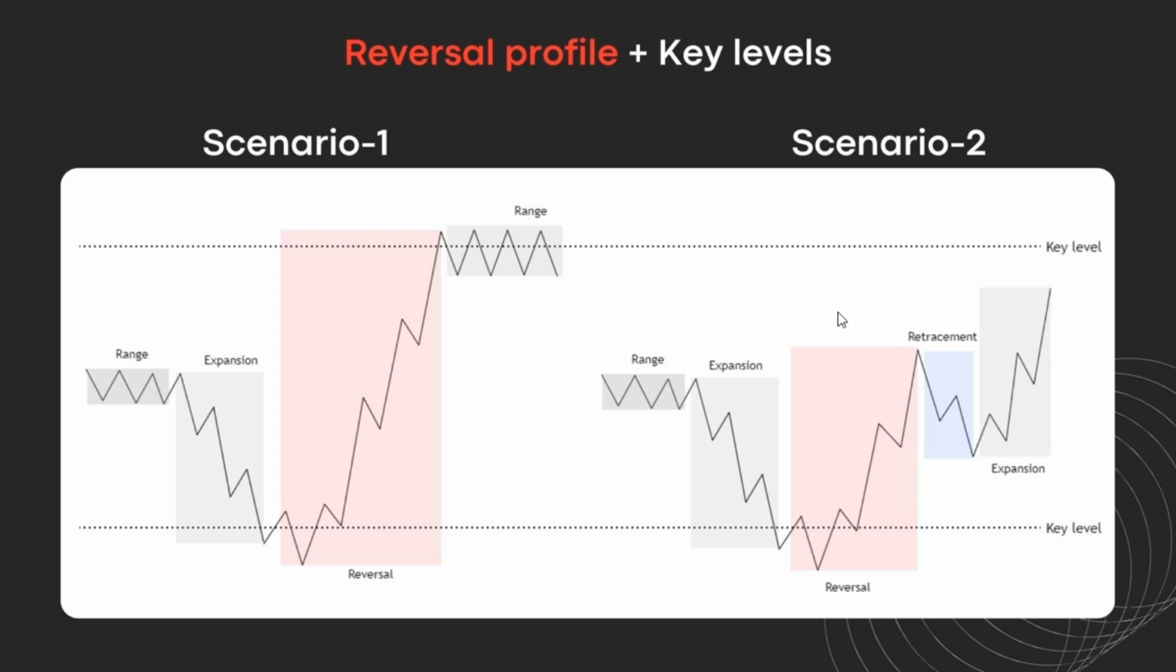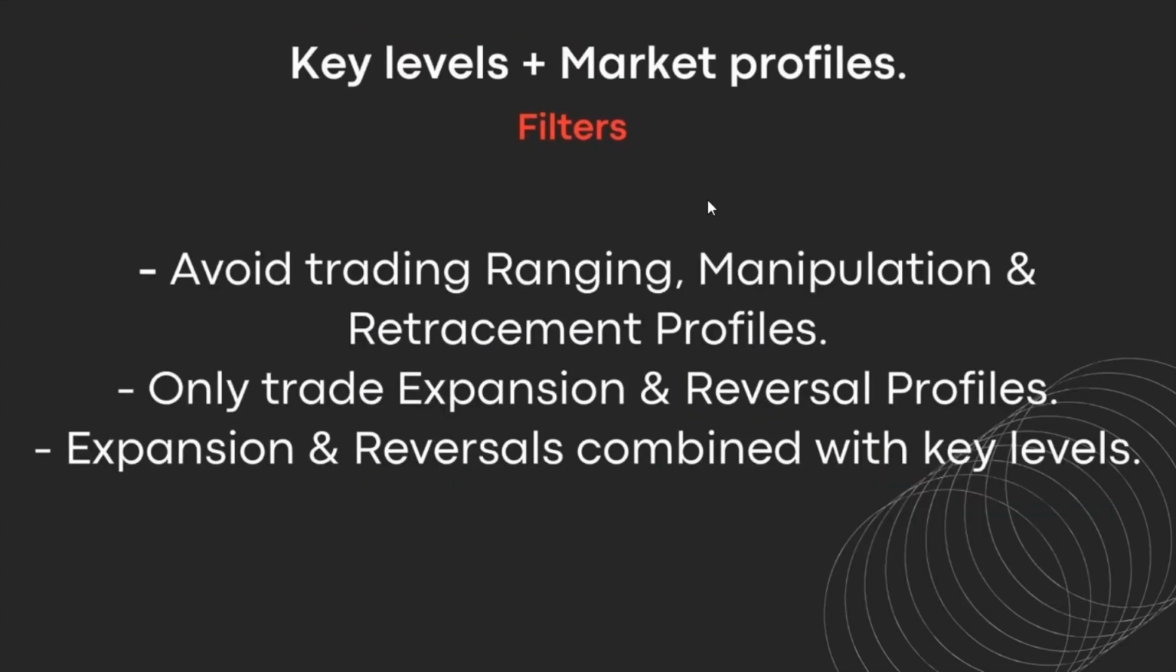Similarly, in scenario 2, the reversal profile ends without testing a key level. In that case, what are we going to expect? We're going to expect a retracement profile to form, because a key level hasn't been tested yet, and the drawn liquidity is still in play and still above, which is the key level above. We're going to expect first a retracement profile and then an expansion higher again, right? So these were the combinations and outcomes we can have when integrating reversal profile and key levels.